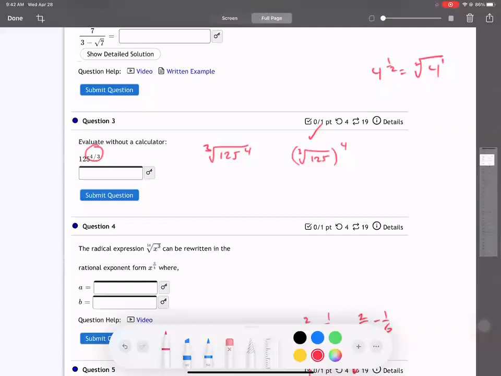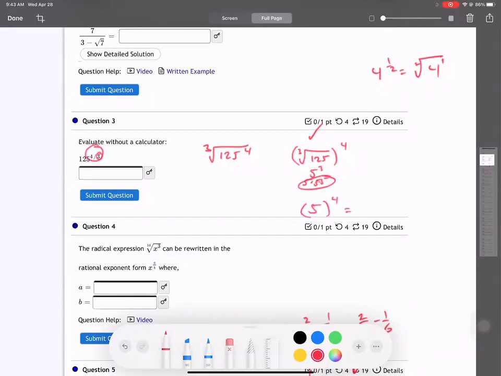So a couple ways of doing this is you're looking for sets of 3. So if I look at this problem, 125, do I have a set of 3 here? Well, this is 5 cubed. 5 times 5 times 5. So we do have a set of 3. So this will be 5, comes out of the radical, and we're left with 4.